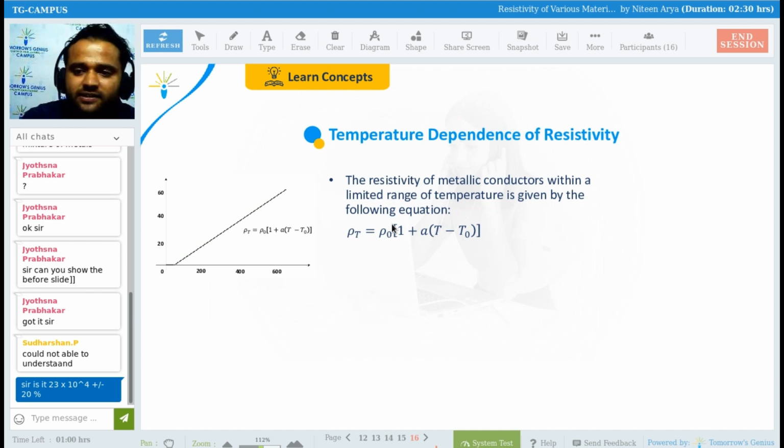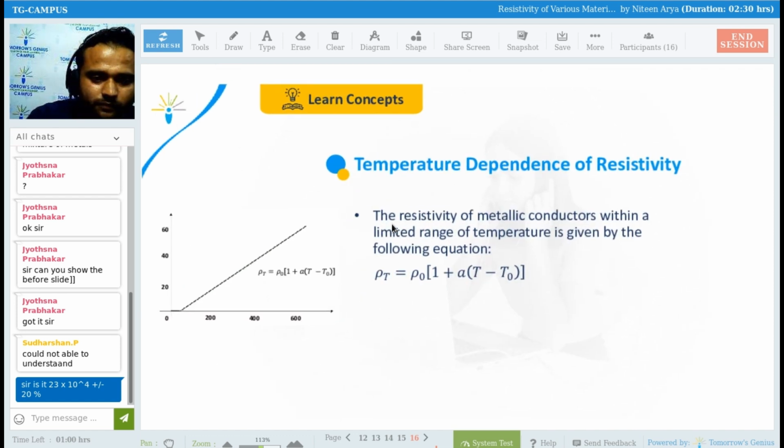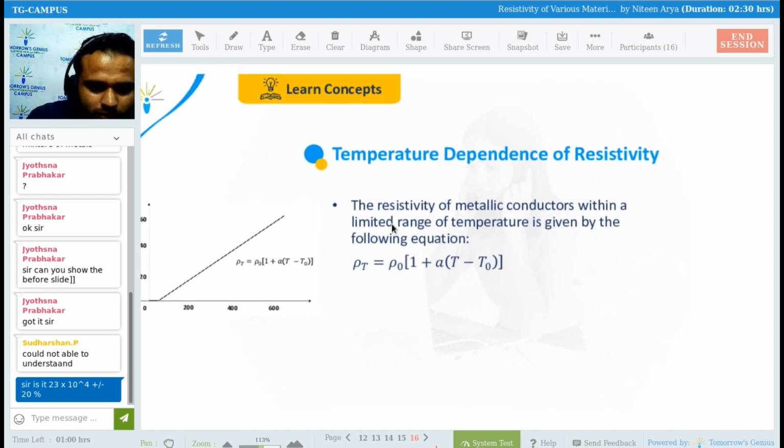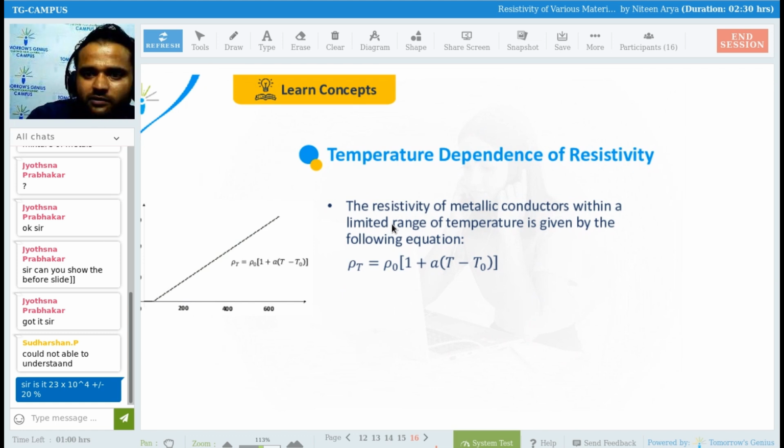Now this is important: temperature dependence of resistivity. This is your resistivity, and this is your temperature.